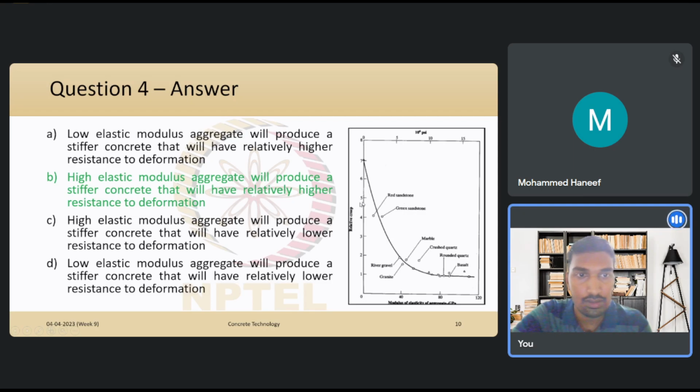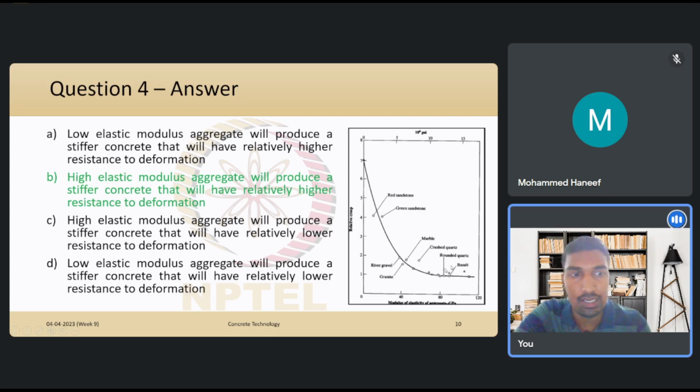We have the relative creep for different types of aggregates, right? So we have from basalt, rounded quartz, all the way up to red sandstone. They have different moduli of elasticity, given in gigapascal on the x-axis. What we see is that when the modulus of elasticity is higher, for example like basalt, the relative creep is much lower, right? Compared to something like red sandstone, which has a lower modulus of elasticity, you see that the creep is much higher, right?